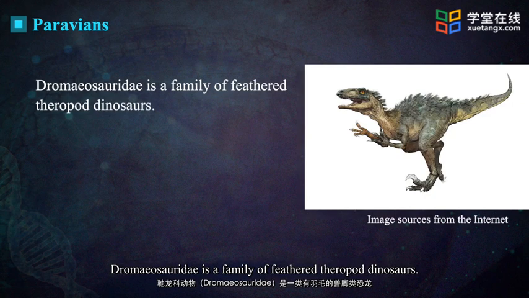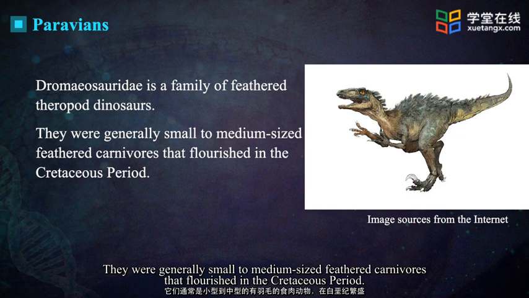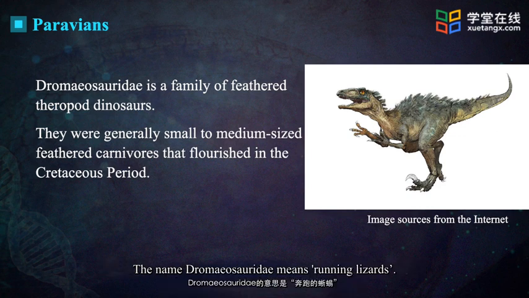Dromaeosauridae is a family of feathered theropod dinosaurs. They were generally small to medium-sized feathered carnivores that flourished in the Cretaceous period. The name Dromaeosauridae means running lizards.